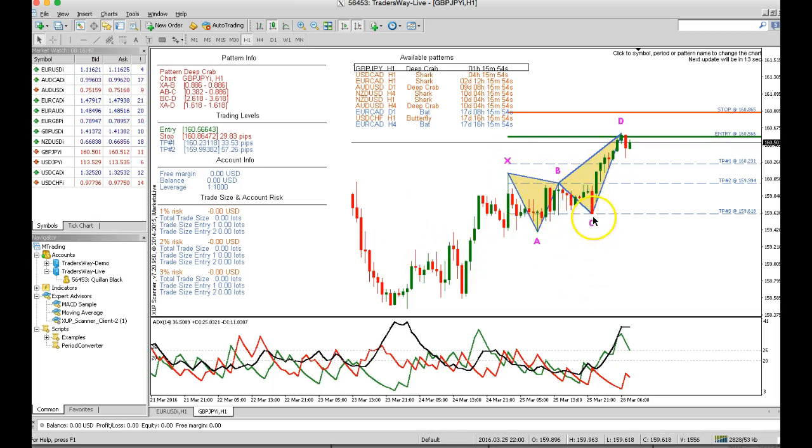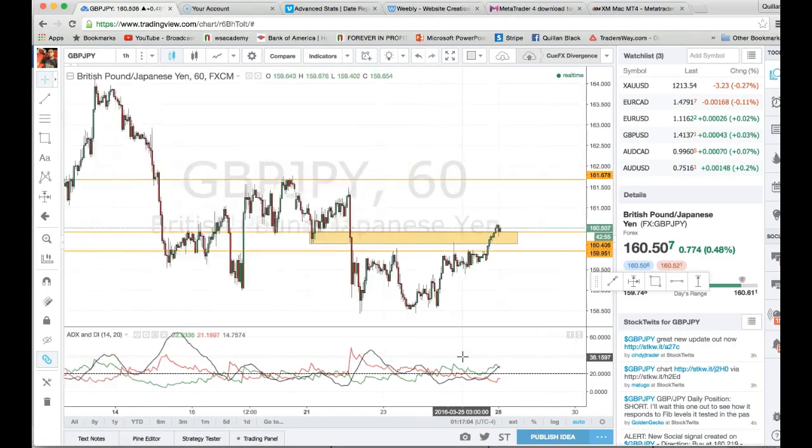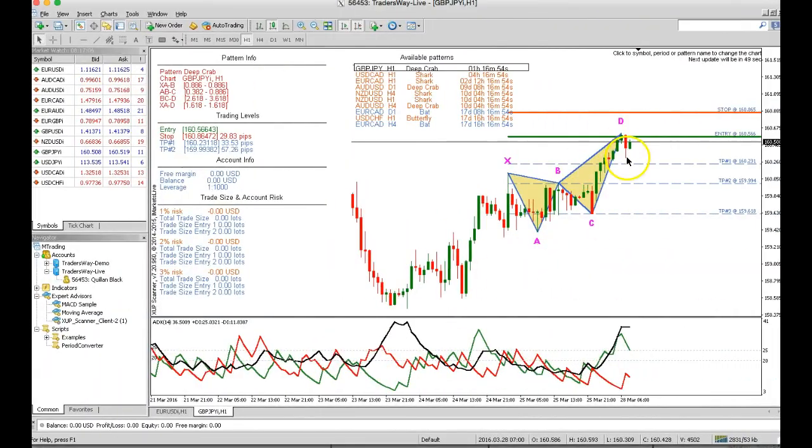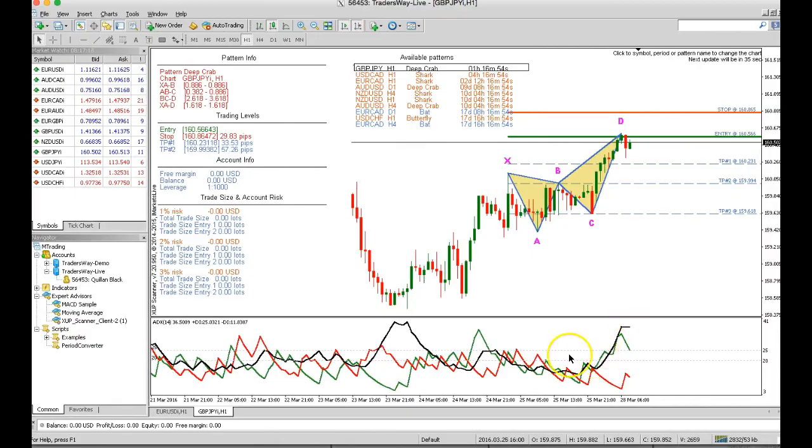Like earlier, the scanner did pick up a GBPJPY pattern, which was a deep crab also, but it was an invalid pattern, mainly because the market was overall still very bullish. As you can see from ADX, it was still showing a lot of bullish movements within the market. So I wouldn't be surprised if this is also an invalid pattern, as it caused a lot of drawdown and retraced a little more over this entry point right here, because the market is still showing a lot of bullish movement.